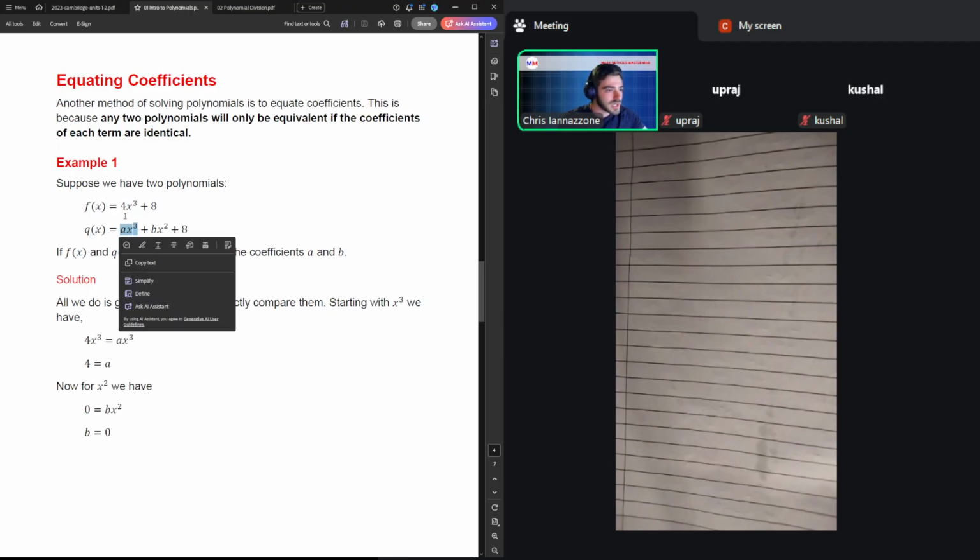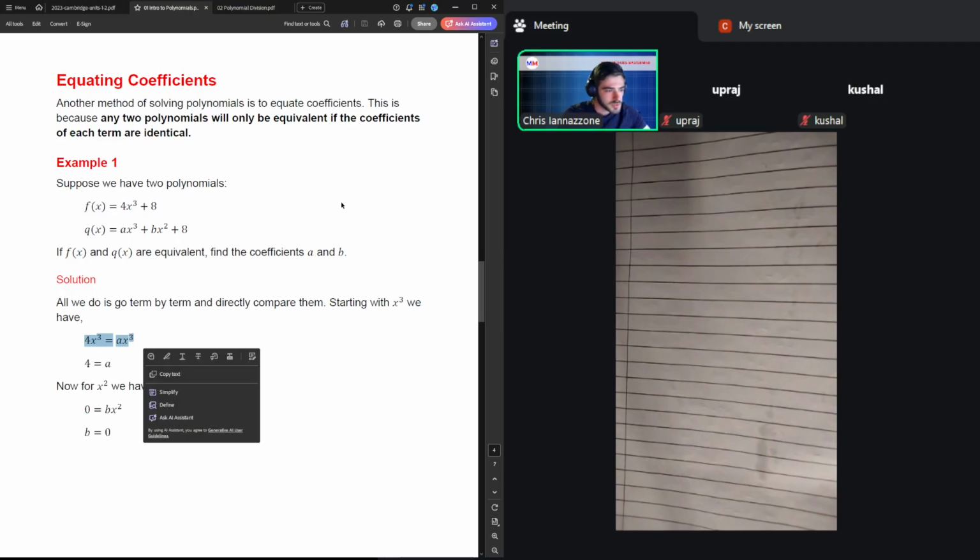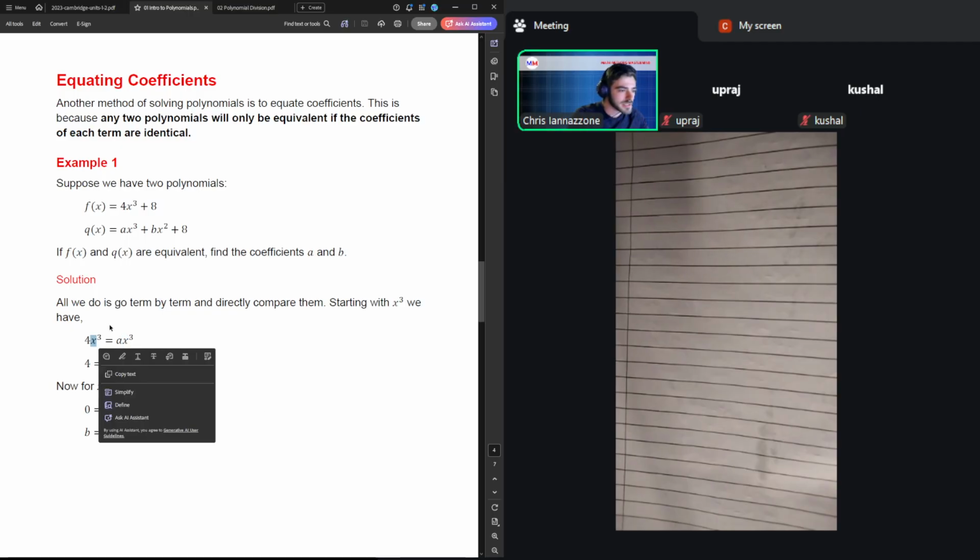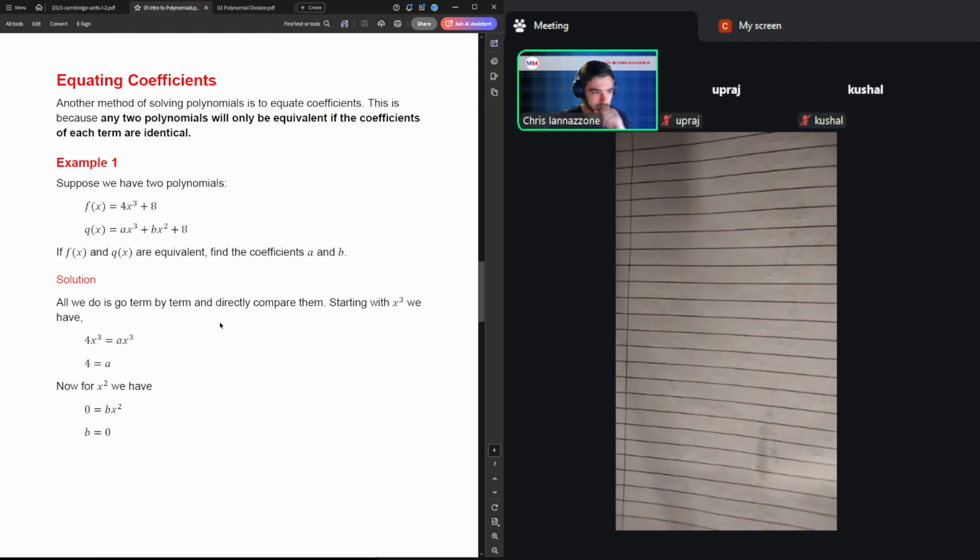So for instance, you start by looking at the x cubed terms. This one is 4x cubed, this one is ax cubed. For those to be the same, they would have to have an equal sign between them. Very quickly, the x cubes will cancel out, and you'll quickly see that 4 is equal to a, one coefficient down.